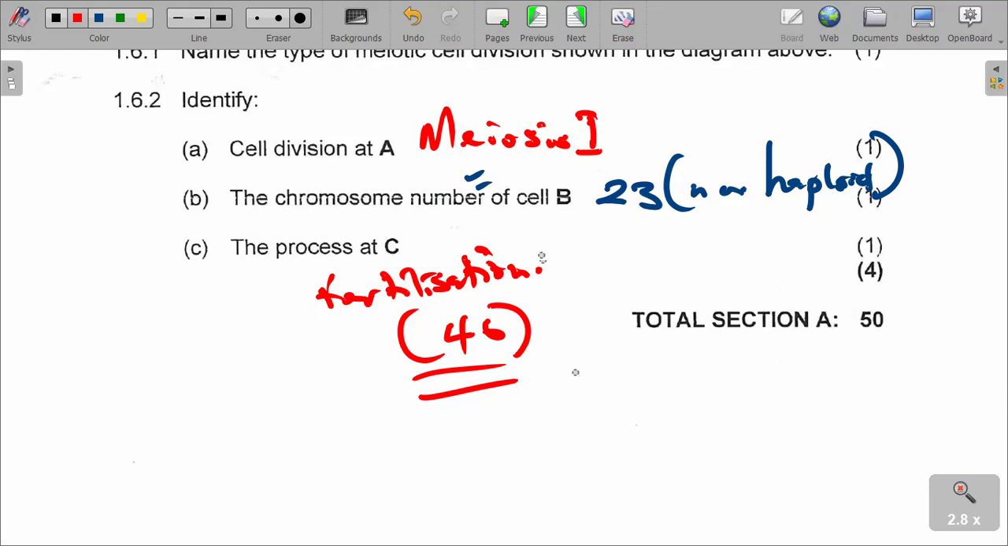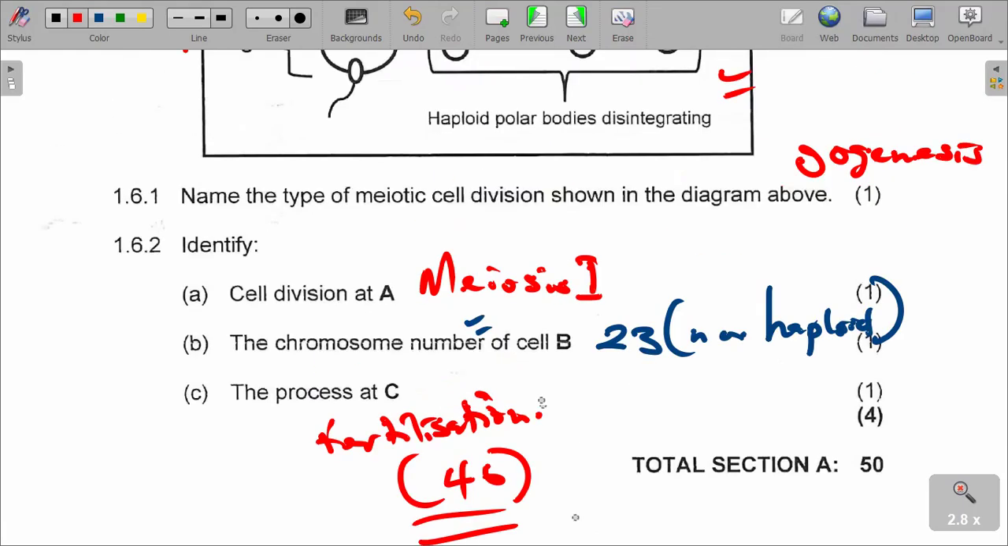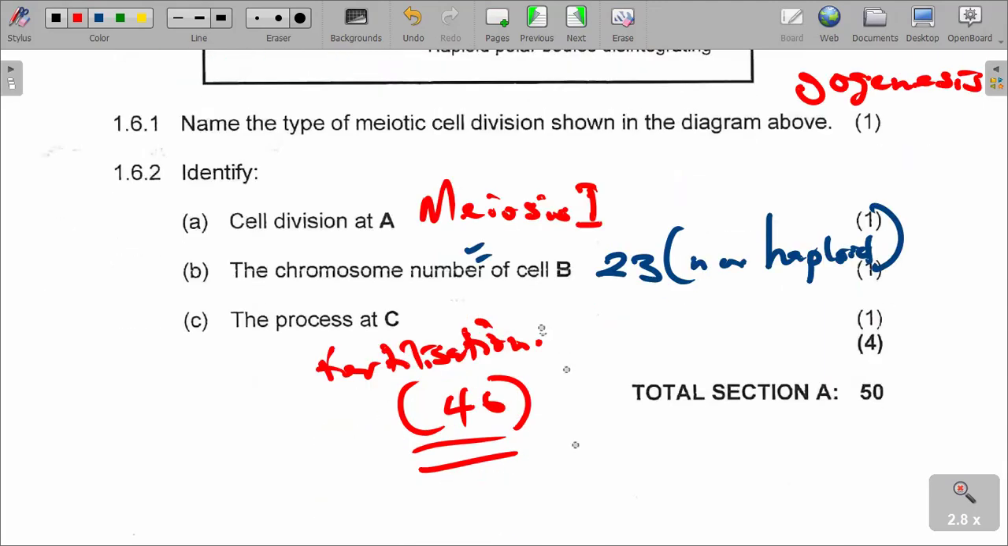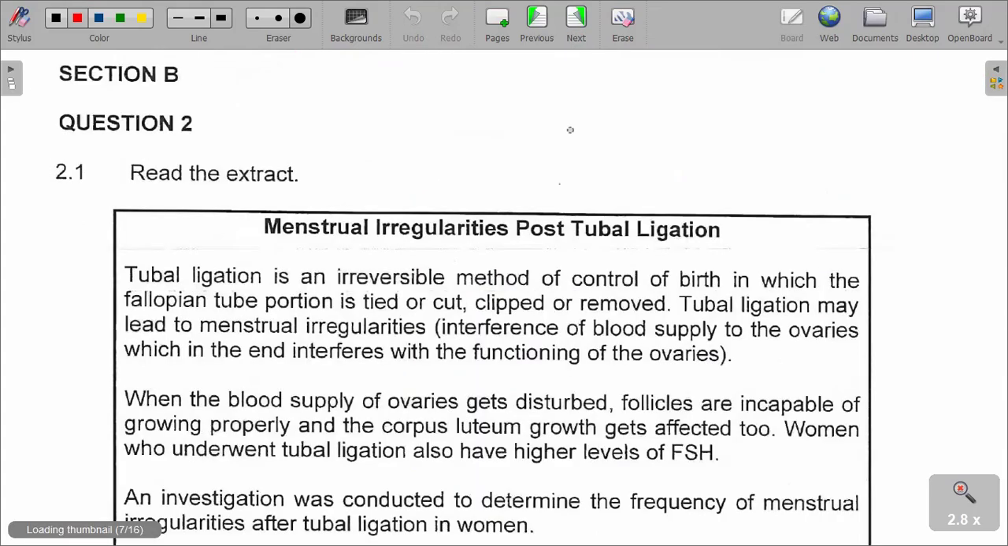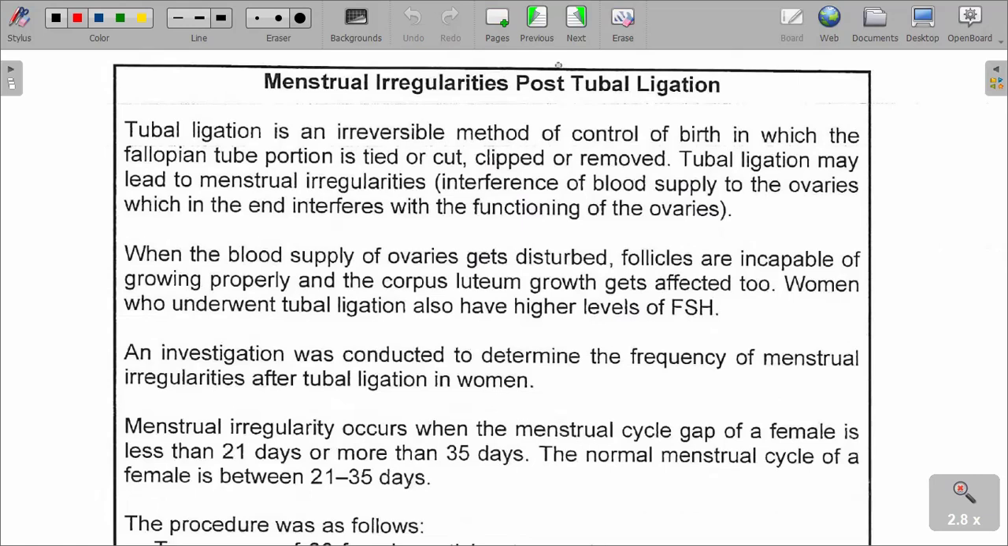So that is section A, that is what it is. And then we go to section B. We are given menstrual irregularities post-tubal ligation. After tubal ligation, menstrual irregularities take place. So we want to look at that, and then understand some investigations that might need to be understood here.